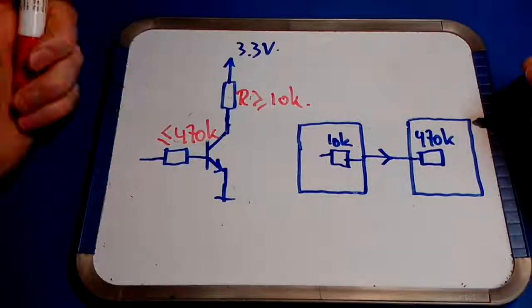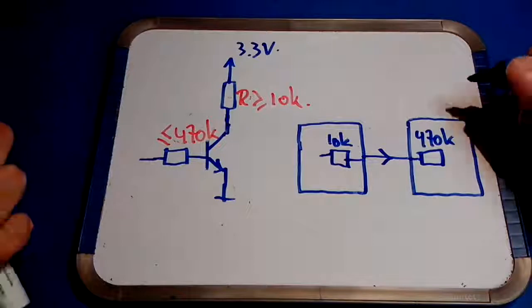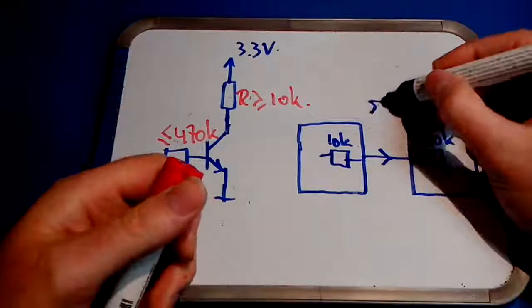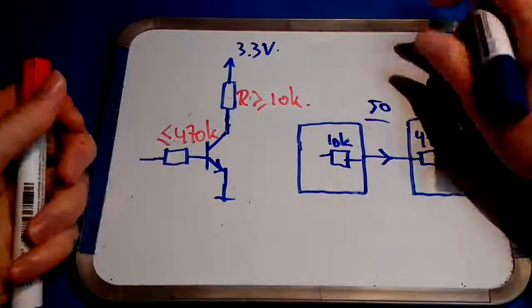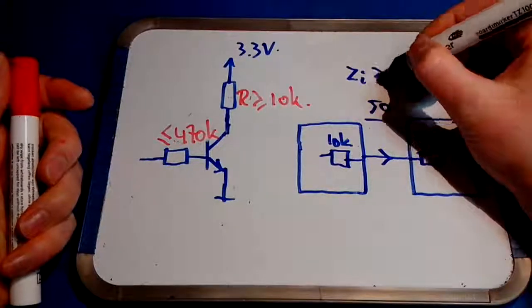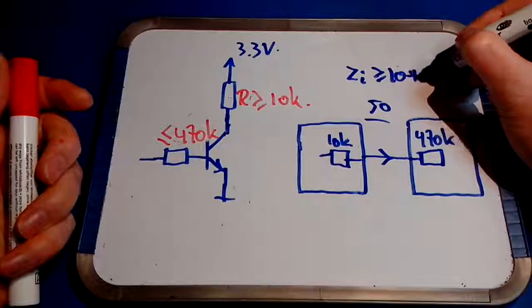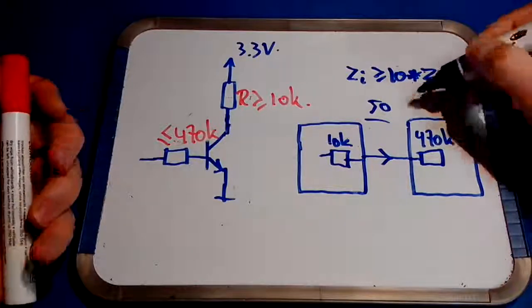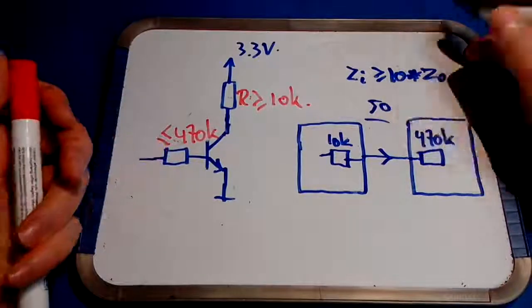At least 470K, at most 470K, right? So this is a factor 50, yeah? That's nice. Generally speaking, you would like the input impedance to be at least 10 times the output impedance of the circuit driving it. So in this case we're fine.